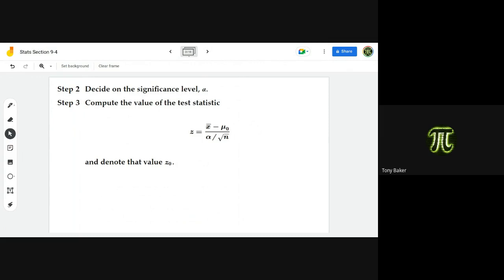We're going to compute the value of the test statistic, that's the z-score, and when we're looking at the other one, the t-score. So it's just the sample mean minus the mean of the population, divided by the standard deviation divided by the square root of the sample size. And that's going to be your z that we're going to be looking at. That's my test statistic.